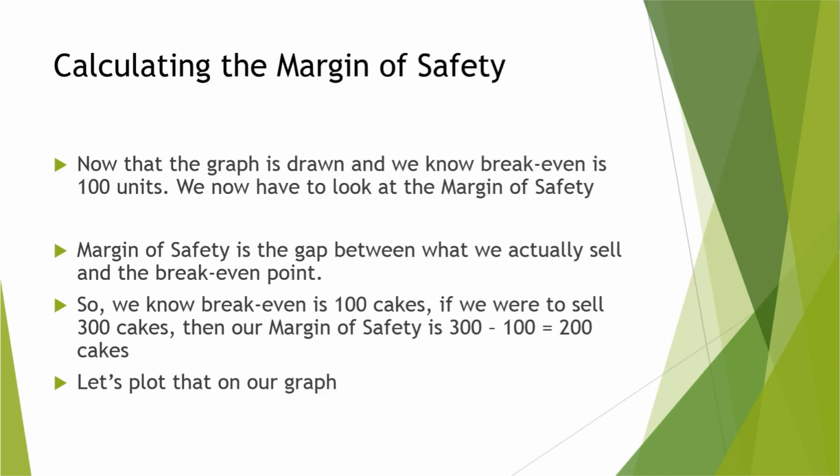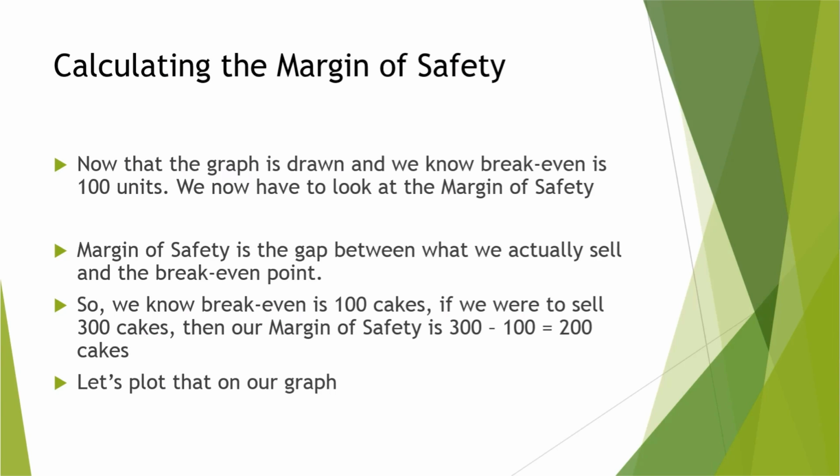So now we need to calculate the margin of safety. Now the graph is drawn and we know break even is 100 units, we want to calculate the margin of safety. The margin of safety is the gap between what we actually sell and the break-even point. So we know from our graph and our calculations that break even is 100 cakes. If we were to sell 300 cakes, then our margin of safety would be calculated as 300 cakes we've sold minus the 100 for break even, which would give us 200 cakes.